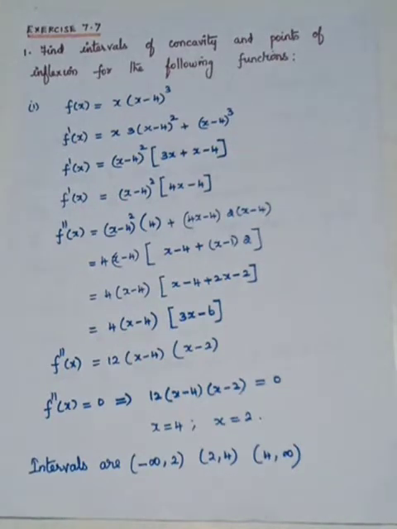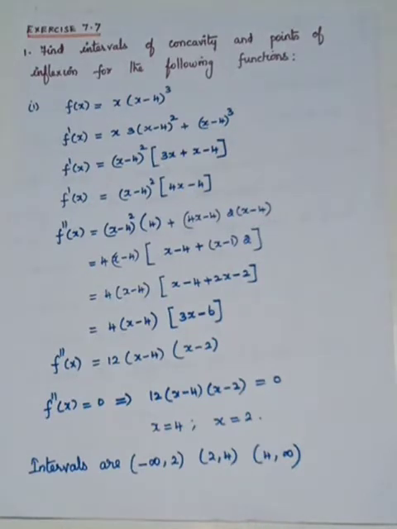Then you have to check: if f double dash of x is greater than 0, the function is concave upward. If f double dash of x is less than 0, the function is concave downward. And you have to check before and after the point. If there is a change in the concavity, that point is called the point of inflection.